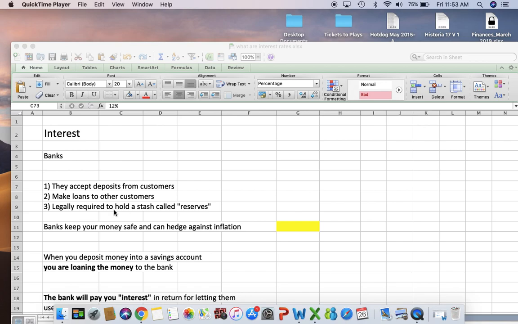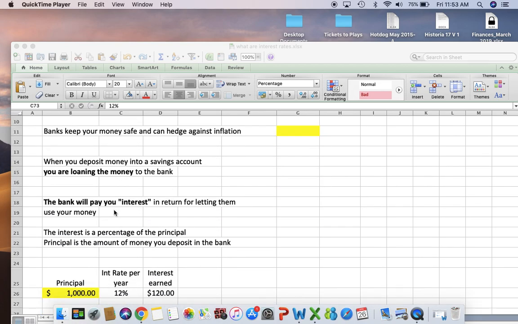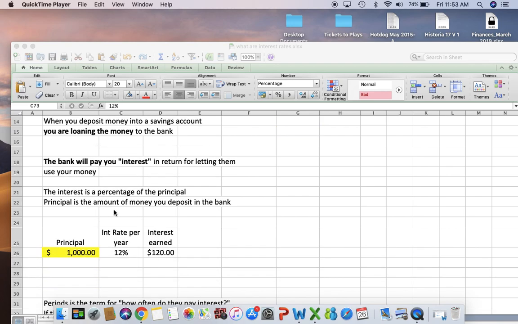Just let me know. When you deposit money into a savings account, you are effectively loaning the money to the bank. It's a privilege for them to have your money, and in turn, they will pay you something for that. That's called interest. The bank will pay you interest in return for letting them use your money. The interest is calculated as a percentage of how much money you have in the bank at a certain time.